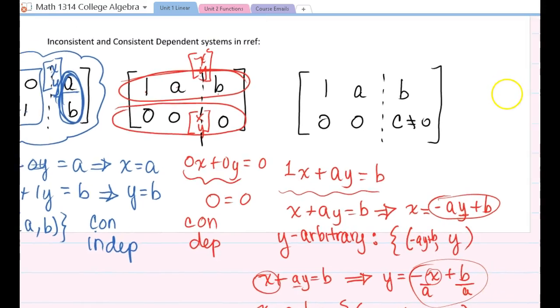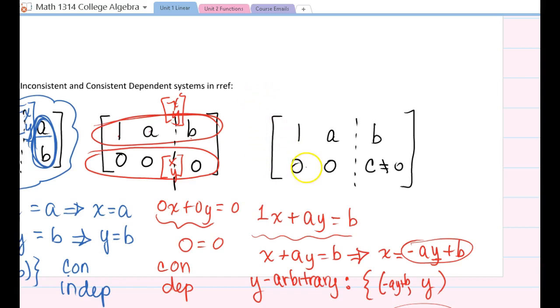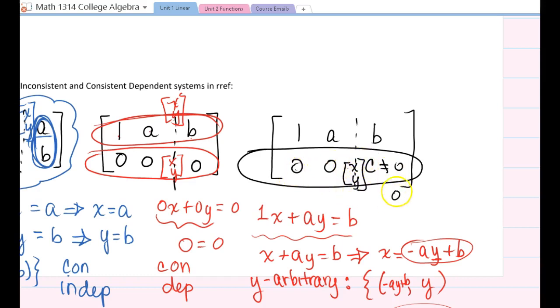Last but not least would be this case over here. Well, notice again we have whatever equation we have at the top, but at the bottom here we have a very interesting row. Again, if I multiply that times x and y, I get 0x plus 0y is equal to whatever number is on the other side. And remember, I said c cannot equal 0, because if it does, then we end up with the other scenario over there. So c is some other number.